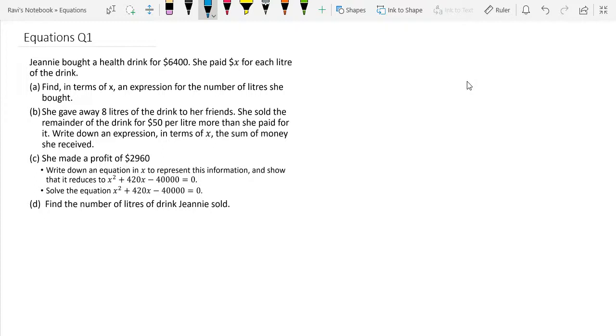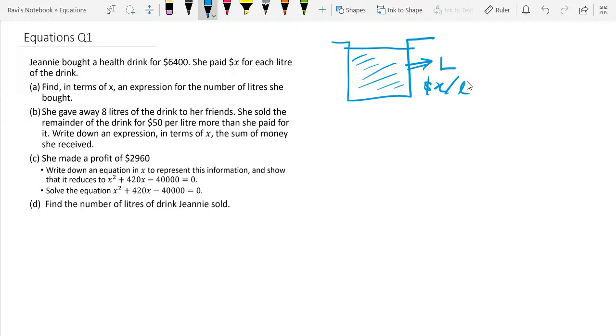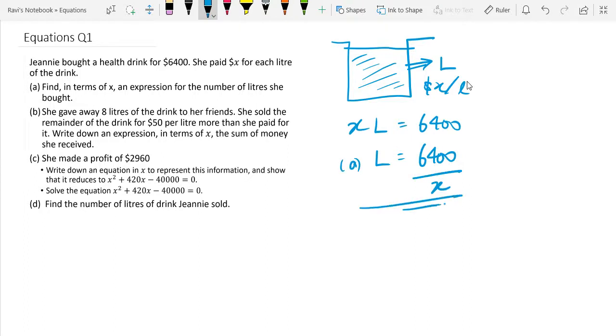Okay, so if you were to represent it, you have a container filled with this health drink. Let's say the total quantity is represented by L, and you pay X dollars per liter, and the total number of liters is L. So X multiplied by L will give you the total cost of the drink, which is $6,400. So an expression for the number of liters, which is L, is equal to 6,400 over X. So that is your part A answer.